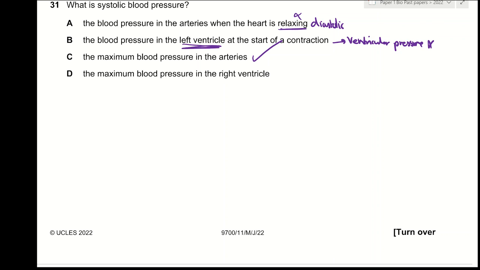Now for D, the maximum blood pressure in the right ventricle. Also, this is ventricular pressure. Therefore, this is incorrect. For this question, you must work by elimination. Therefore, the answer is going to be C.